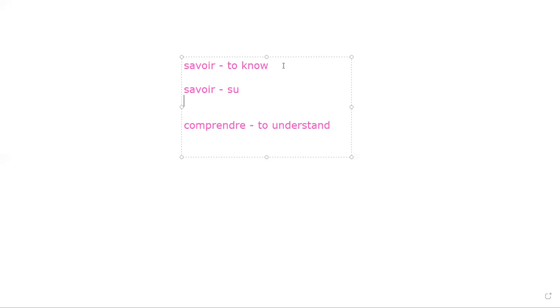Now, par exemple, you have a verb comprendre. Répétez après moi. Comprendre. Comprendre is my verb to understand. C'est clair. Now, how to conjugate an RE ending verb? Have you done the formula of RE ending verbs?